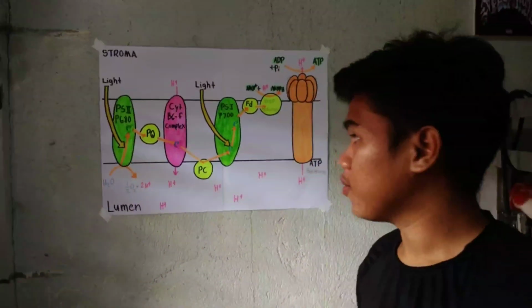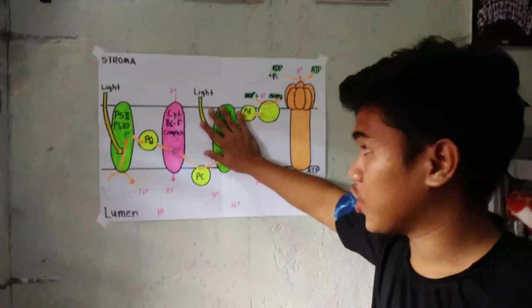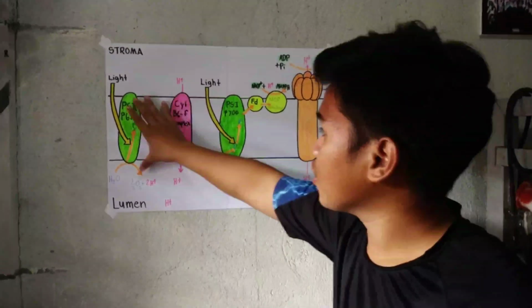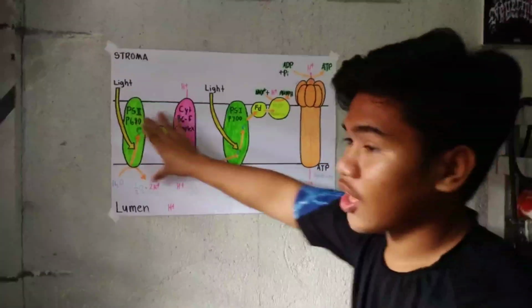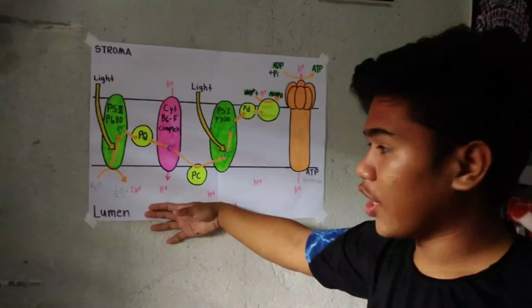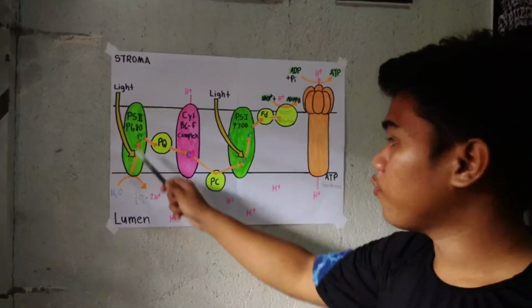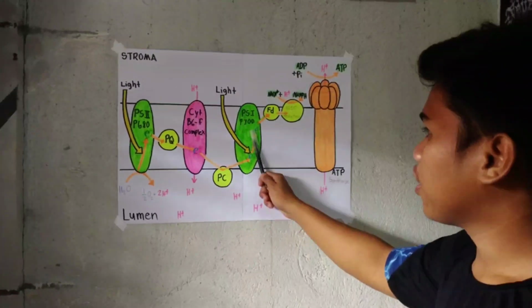Now, I'm George Cagulada. Let's dig deeper into the light-dependent reaction. As you can see, let's zoom in on the thylakoid membrane. This is the thylakoid membrane, this is the stroma, and this is the lumen, or the inner thylakoid space. In the thylakoid membrane, you can see two photosystems: photosystem 2 and photosystem 1.